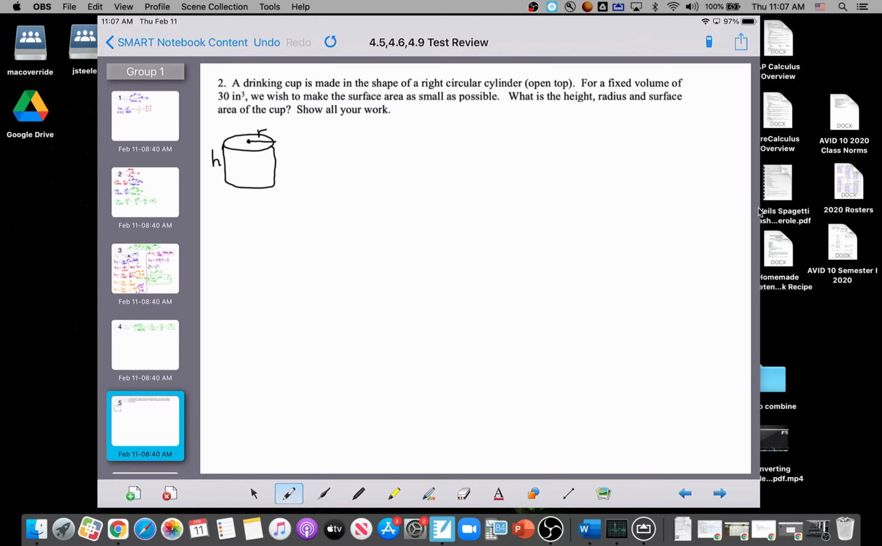So we know that we are going to have to work with the surface area of a cylinder equation, right? And our particular cylinder has a bottom, but it does not have a top. So we know that we're going to have the area of the bottom of this cylinder, which is a circle, right? So here's my surface area equation. I'm just going to write it down. The area of the bottom of the cup is going to be pi r squared.